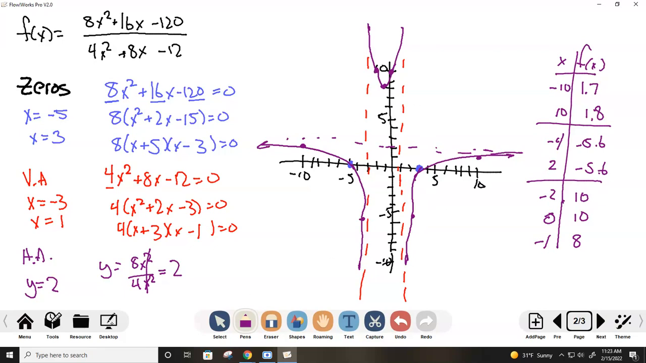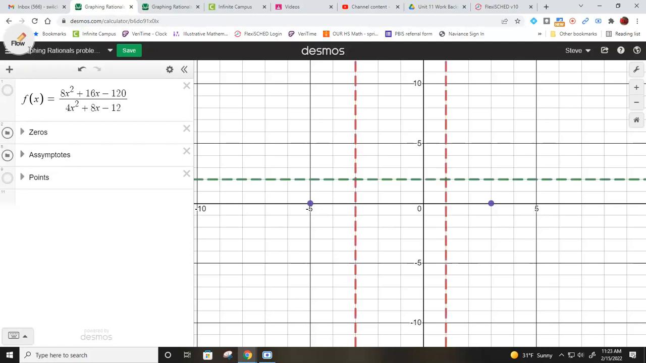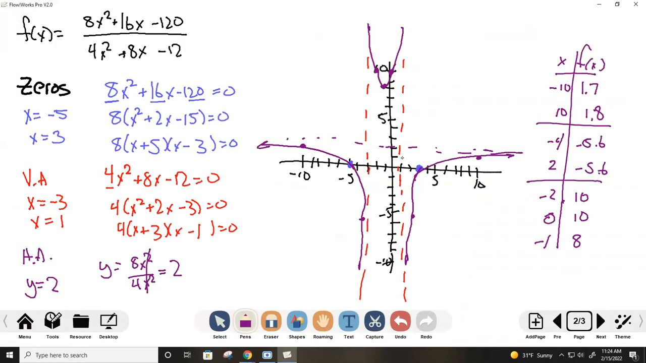Now, if we look at decimals and let it help us out here, we put our zeros there. Here were our two vertical asymptotes, negative 1 and negative 3, our horizontal at y equals 2. Those are the points I plotted. And that's what the graph actually looks like, which is pretty darn close to what we got here.